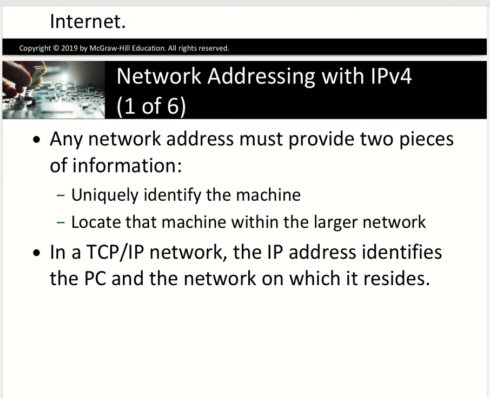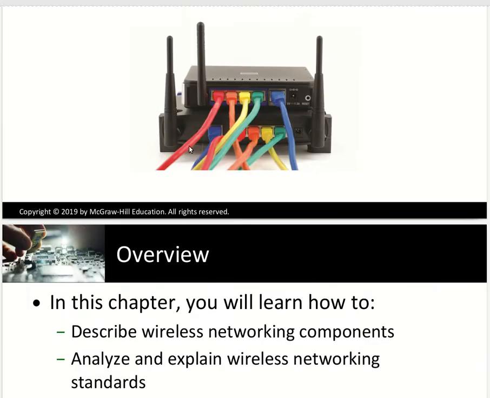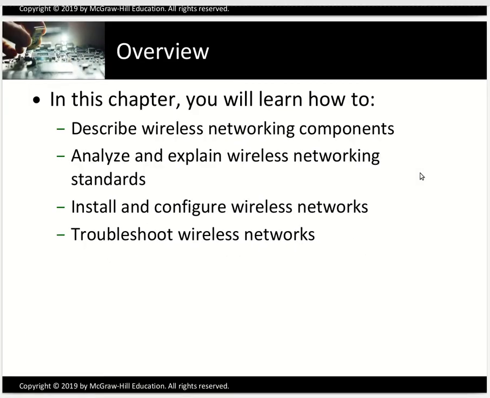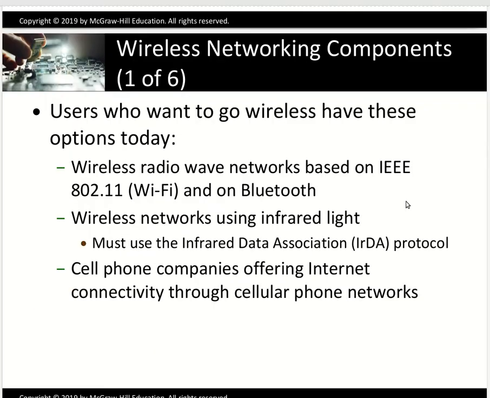you'll see some things here with wireless networking. I'll go ahead and put that up. So on wireless networking in that chapter, you're going to be able to describe wireless networking components, analyze and explain those wireless networking standards that are used, install and configure wireless networks, and troubleshoot wireless networks. And it's not just your basic wireless networks. There'll be other things like Bluetooth and infrared that they'll talk about. Your communications with your phone is obviously through cellular. I'll talk a little bit about that.